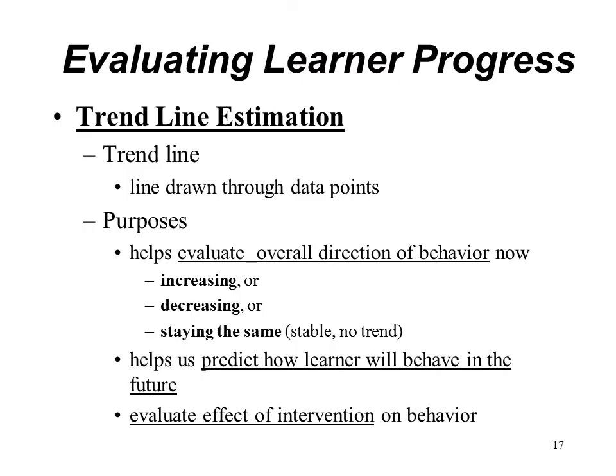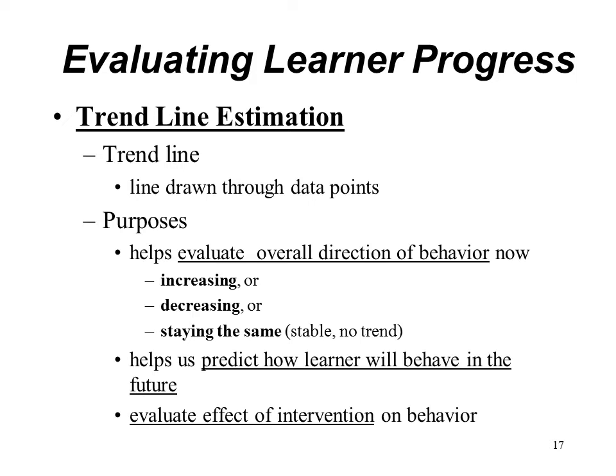There are some other things that are important to graph. One of them is called a trend line. When we look at data on a graph, we want to make a statement about whether overall the student's behavior is increasing, decreasing, or staying about the same. We call this trend. So we want to make a statement about the trend of a behavior.